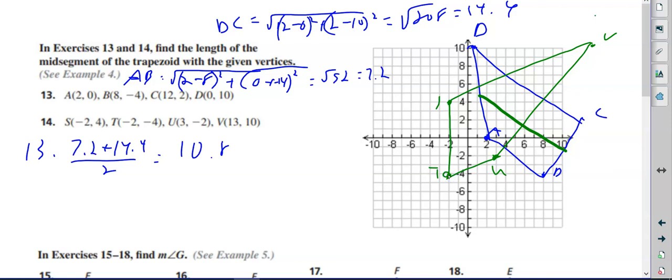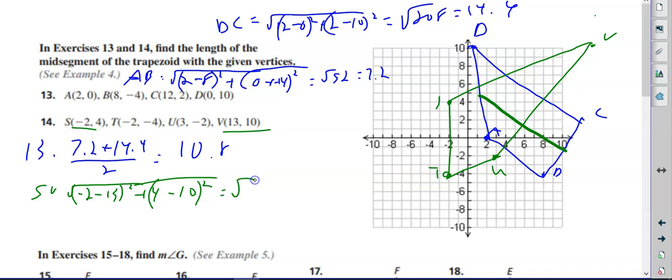All right. So we're trying to see what the length of SV and TU are. So SV is going to be this one and this one. So be careful that you're not doing ST. So we're going to do negative 2 minus 13 squared plus 4 minus 10 squared. All right, that ends up being the square root of 261, which is 16.2.